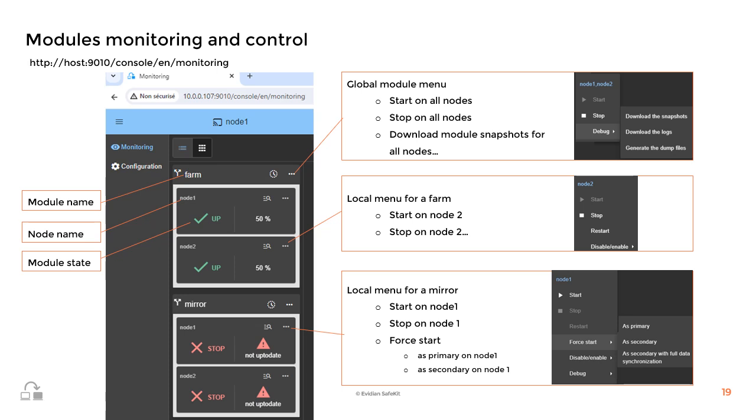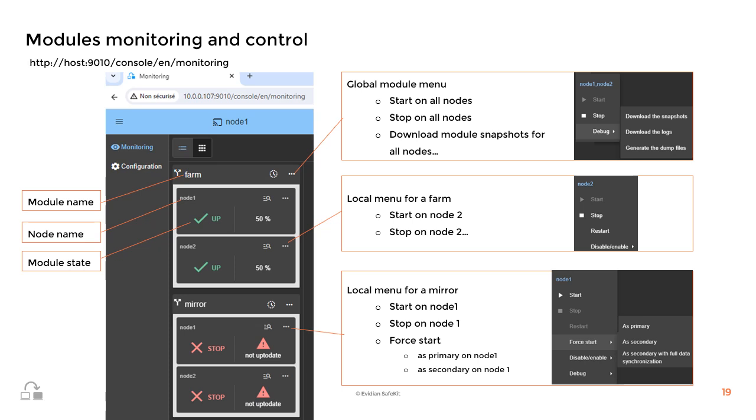Additionally, you can disable or enable checkers. This is useful if you need to perform maintenance operations that require stopping the application without triggering an automatic restart by a checker. Finally, let's analyze the third menu.